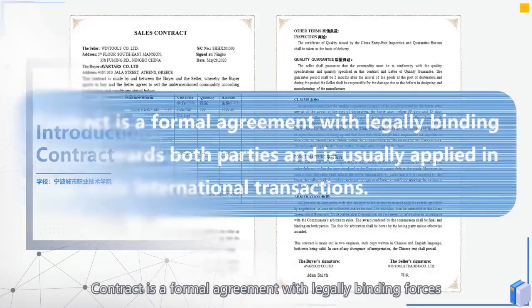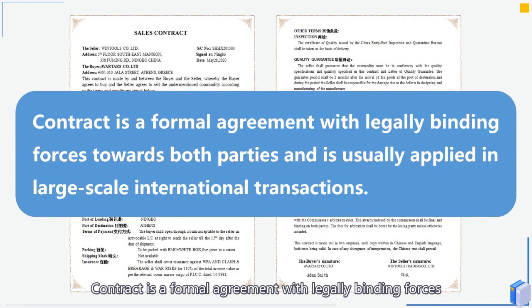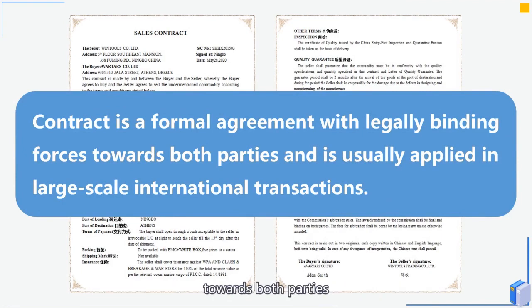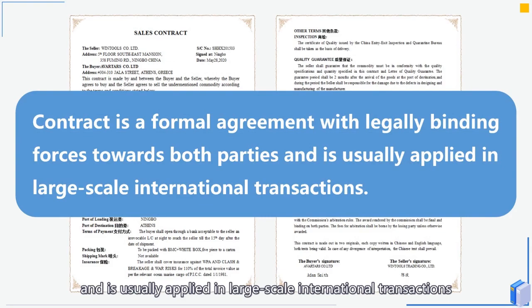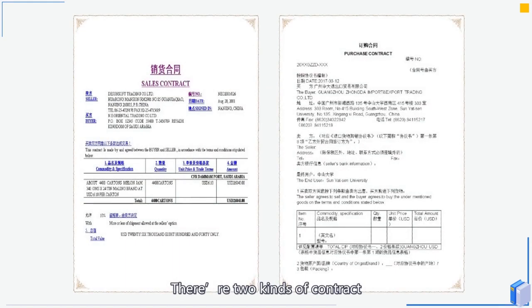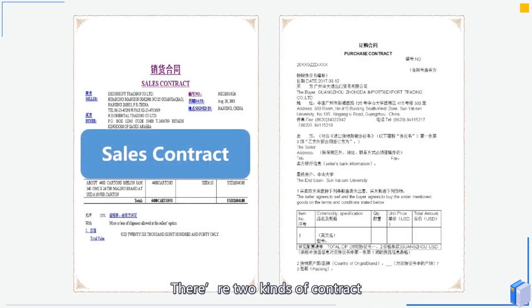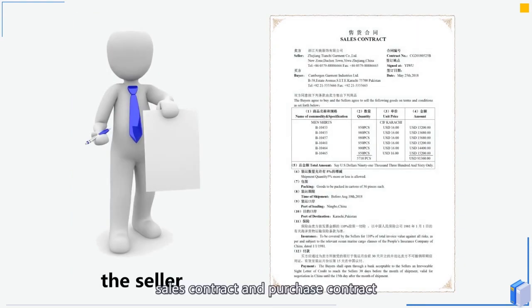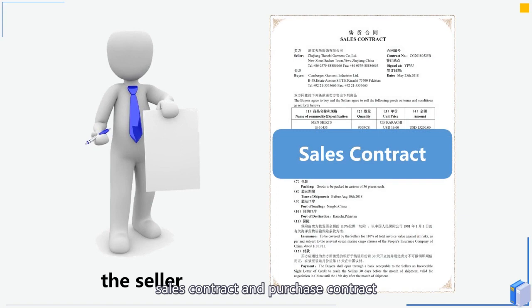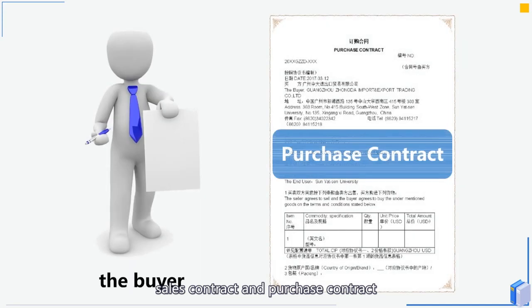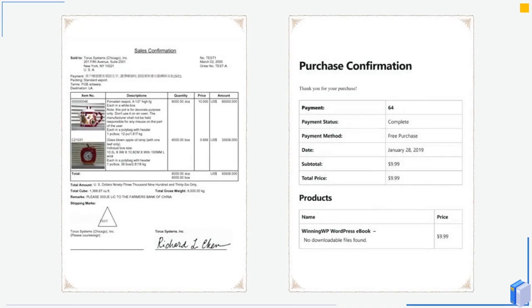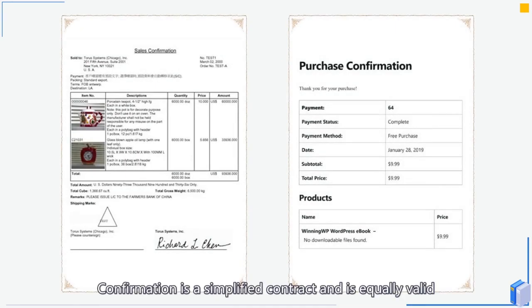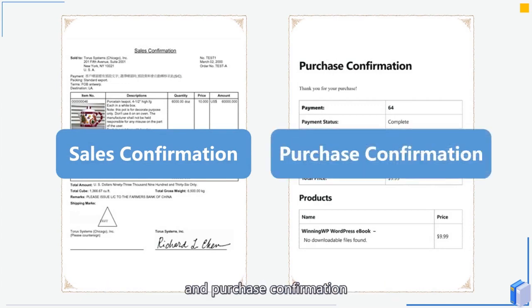In foreign trade, a contract is a formal agreement with legally binding force on both parties and is usually applied in large-scale international transactions. There are two kinds of contract: sales contract and purchase contract. The sales contract is usually drafted by the seller, and the purchase contract is usually drafted by the buyer. Confirmation is a simplified contract and is equally valid. There are two kinds of confirmation: sales confirmation and purchase confirmation.